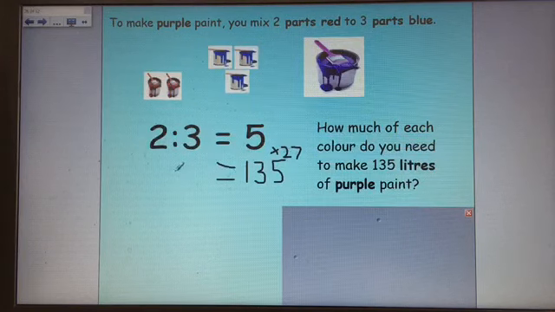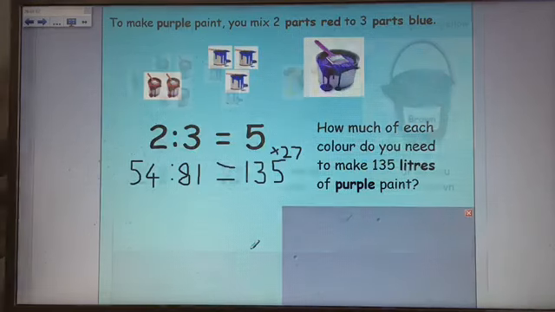Then you've got to multiply each of these by 27. So 2 times 27 is 54. 3 times 27, again, you might just want to do a bit of a column multiplication. I'm not going to do it at the moment because I'm pretty confident I know the answer, because I know 3 times 20 is 60 and 3 times 7 is 21. So I'm pretty sure that makes 81. So for 135 litres of purple, you'd need 81 litres of blue, 54 litres of red. And these two, if you add them together, should always make this number here. So if it doesn't, you've gone wrong somewhere.